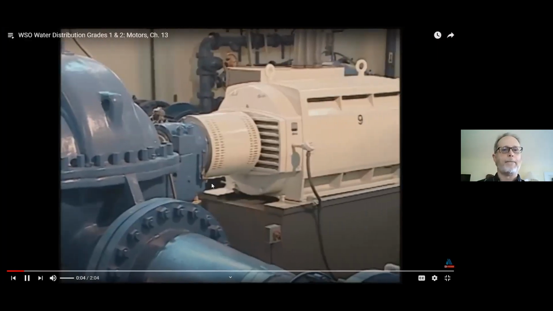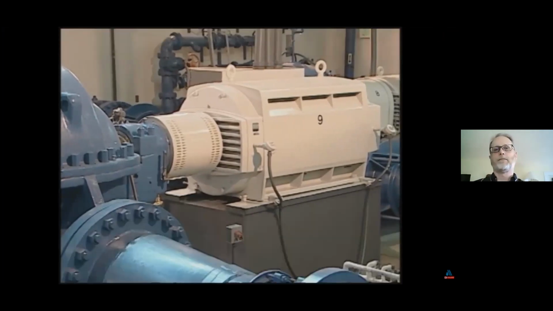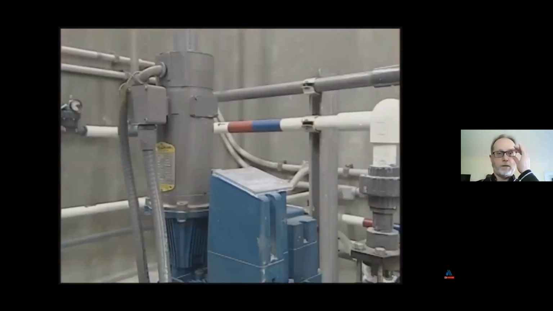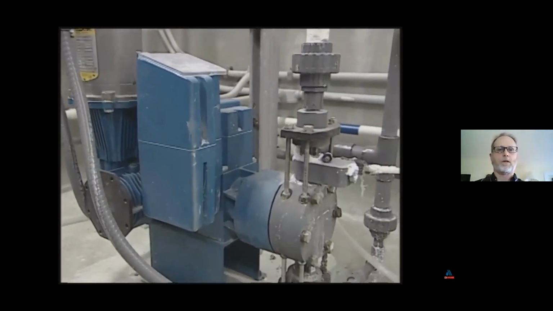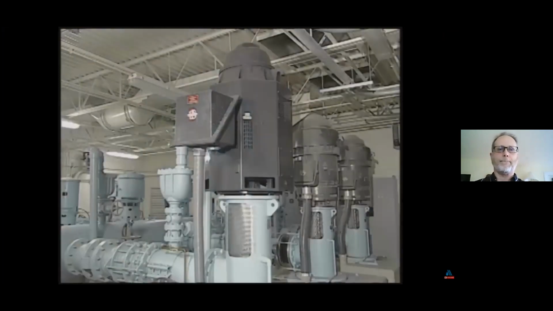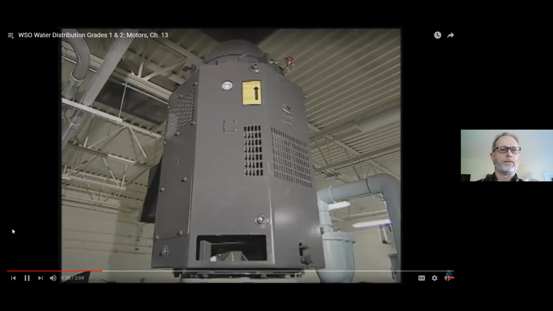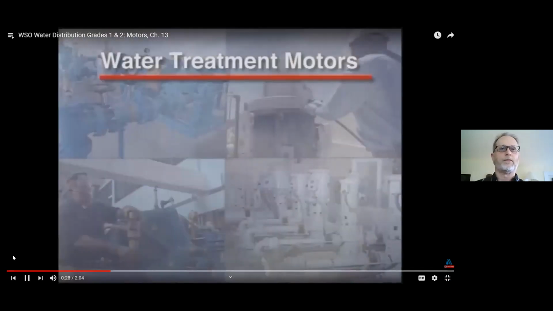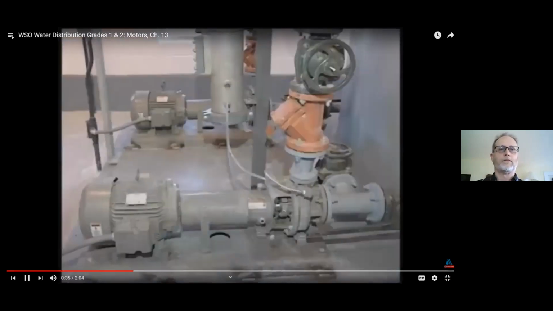85% of the pump applications used at water utilities, with internal combustion engines used primarily for standby service. Single-phase motors are used only for low horsepower applications. Motors used in water treatment that are larger than 1/2 horsepower are generally three-phase and may be operated at 230, 460, 2300, or 4000 volts. The main three classes used are squirrel cage induction, synchronous, and wound rotor alternating current.